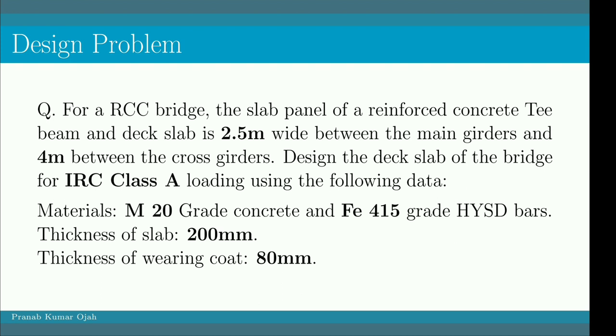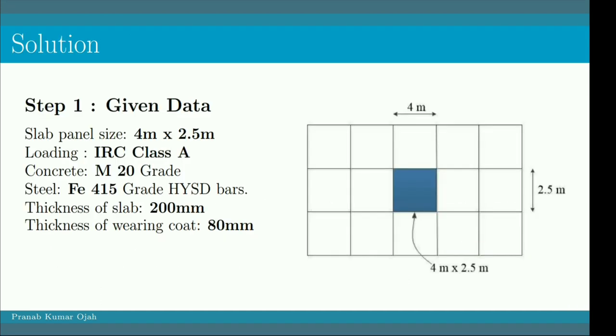The data given in the question are materials to be used for the design, then the thickness of the slab, which is 200 mm, and the thickness of the wearing coat, which is 80 mm. Let's start the solution part.